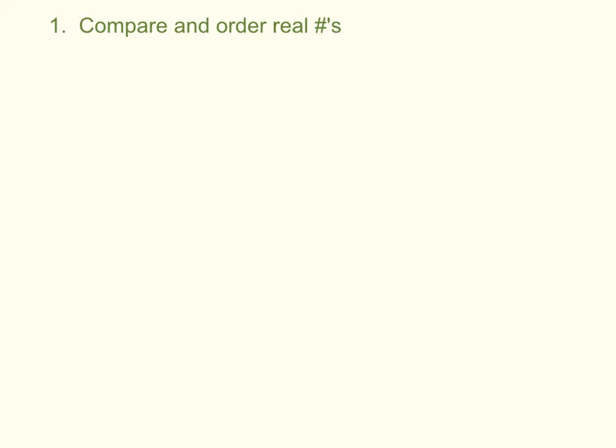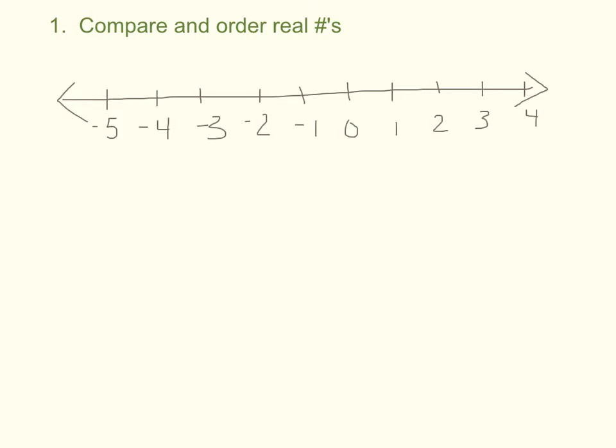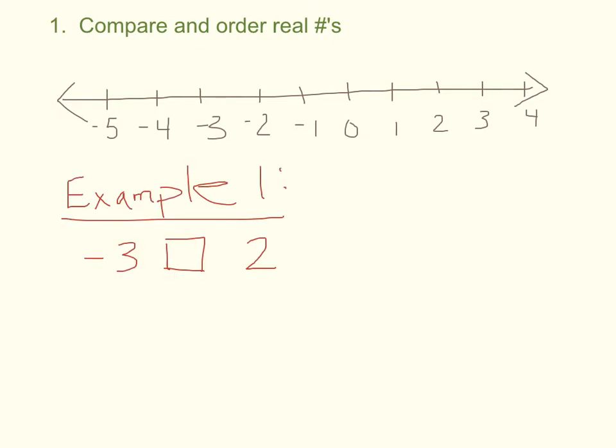So let's look at some examples of comparing and ordering real numbers. The first thing I want you to understand is that all real numbers can be put on a number line. A number line is just a line that extends infinitely in both directions, and we can place any real number on a number line. So in this first example here, we'll compare -3 to 2.